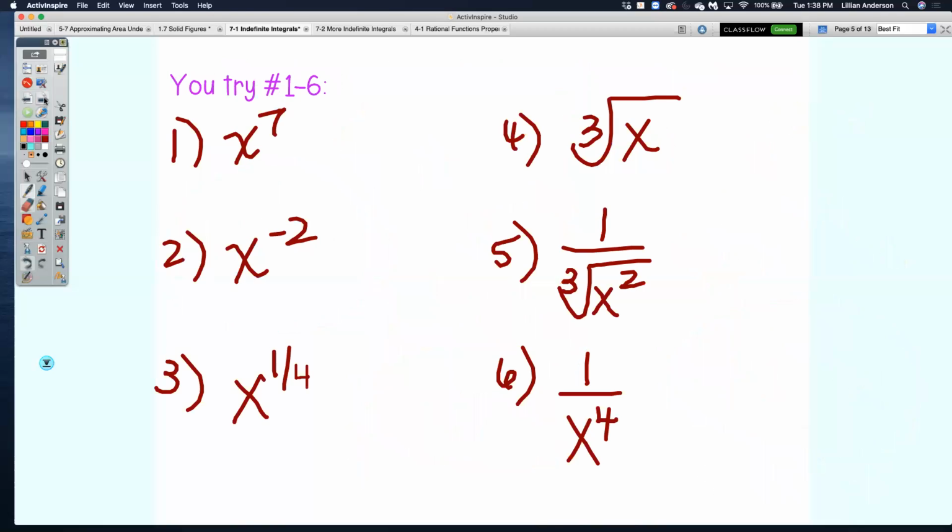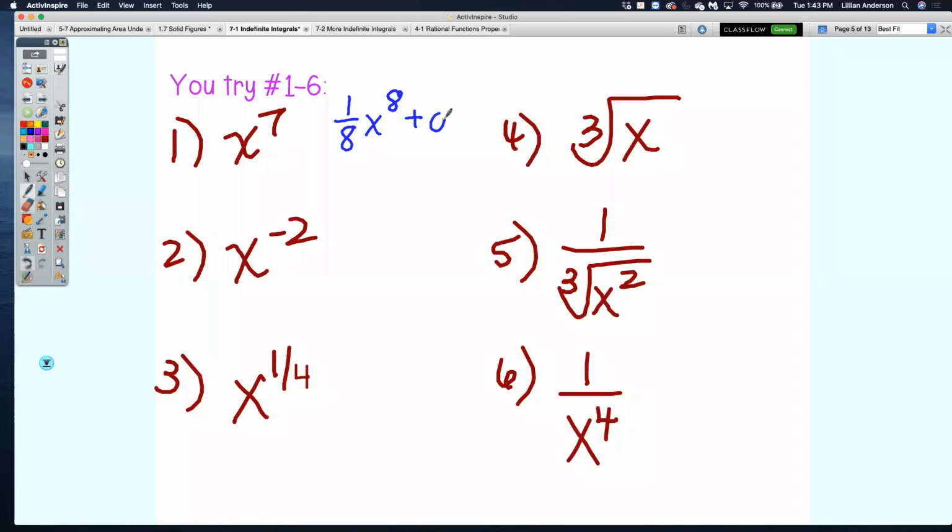Try these 6 on your own. So applying the power rule, what is going to be number 1? 1/8 x to the power plus c. Very good. Remember, you add 1 to your exponent. Your coefficient is 1 over the new exponent.